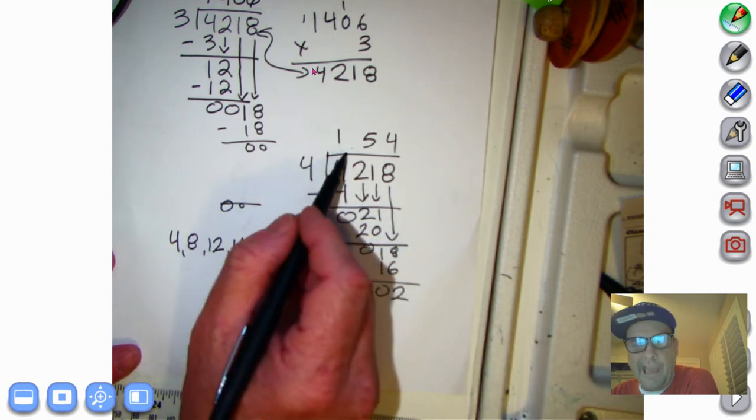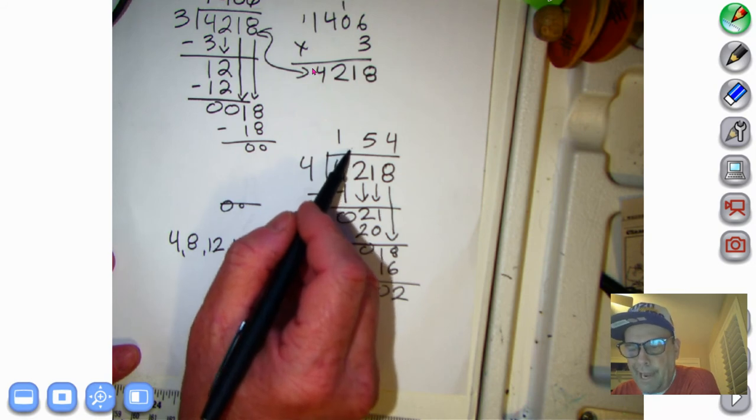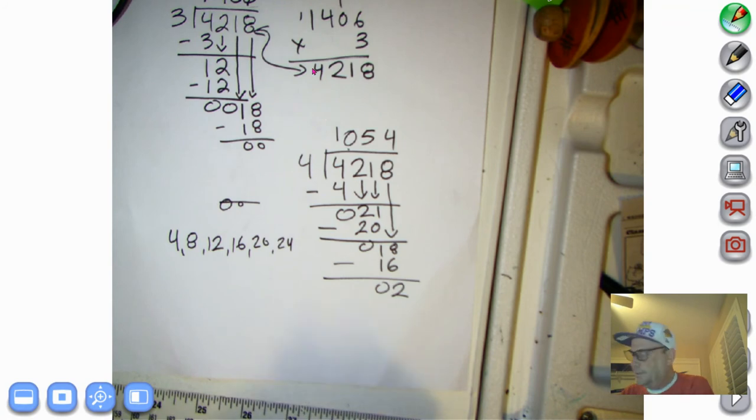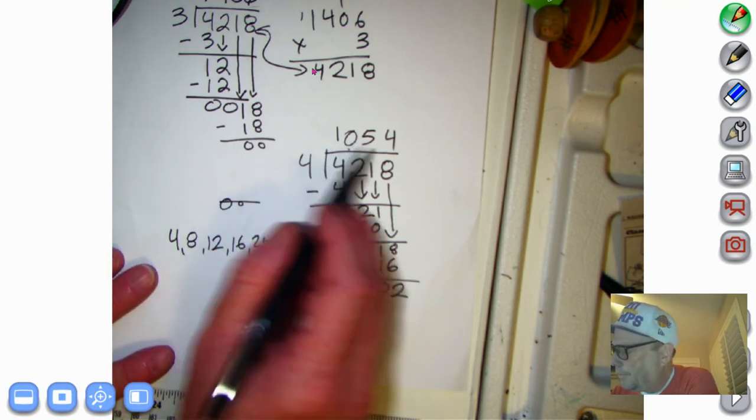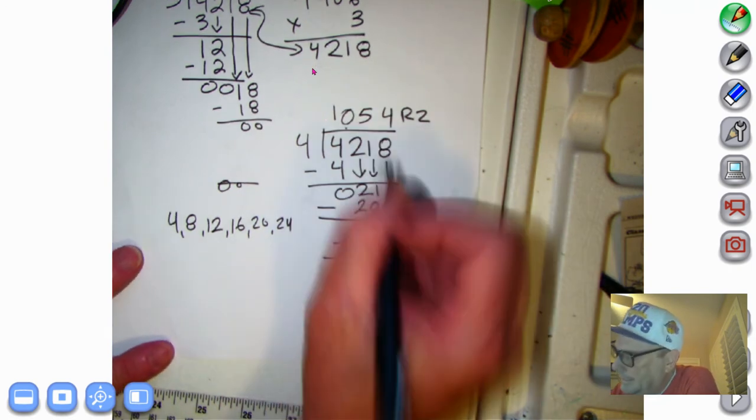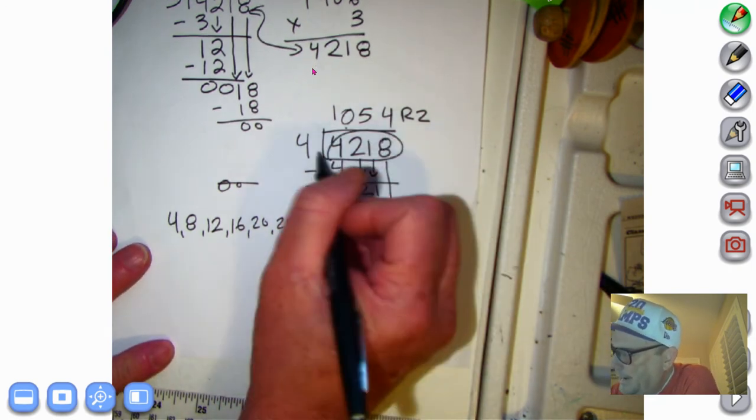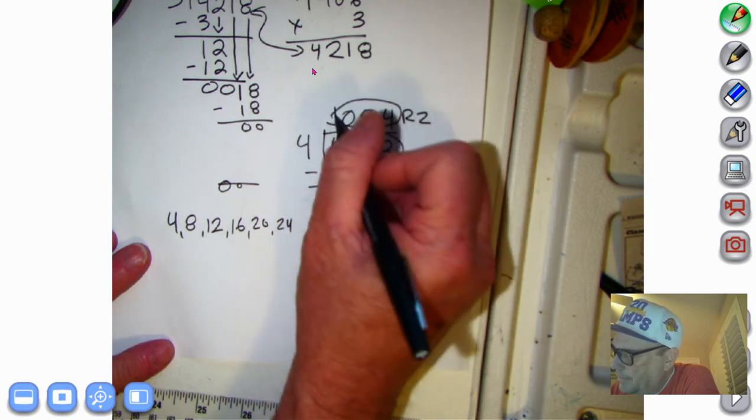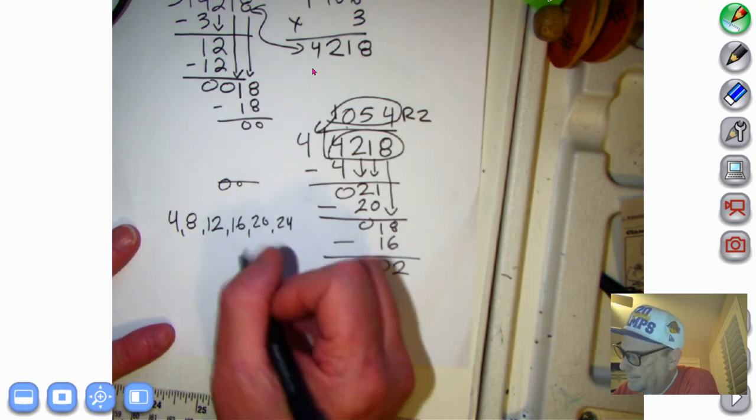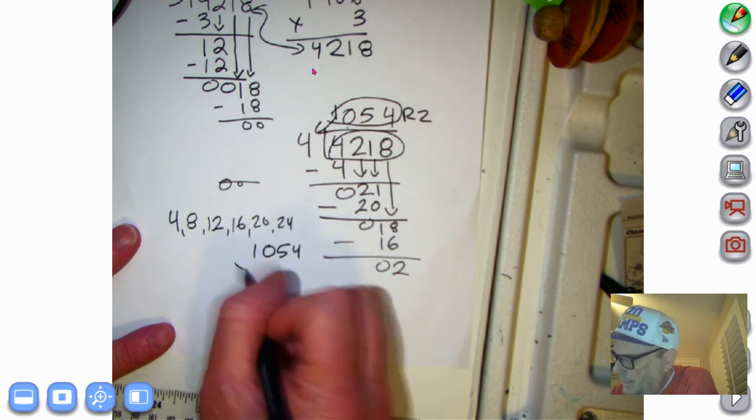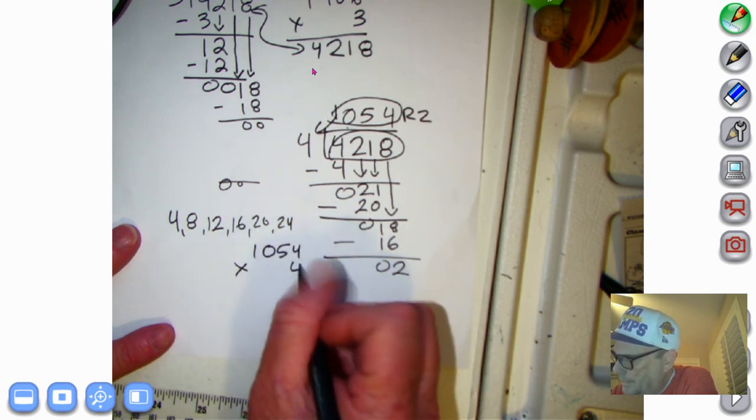But look, we have this gap here. What do we do with that gap? It becomes a 0. So it looks like our answer would be 1,054, remainder 2. And let's do the little checkaroo where we take the quotient and multiply it by the divisor. 1,054 is the quotient, and we're going to multiply it by the divisor of 4.